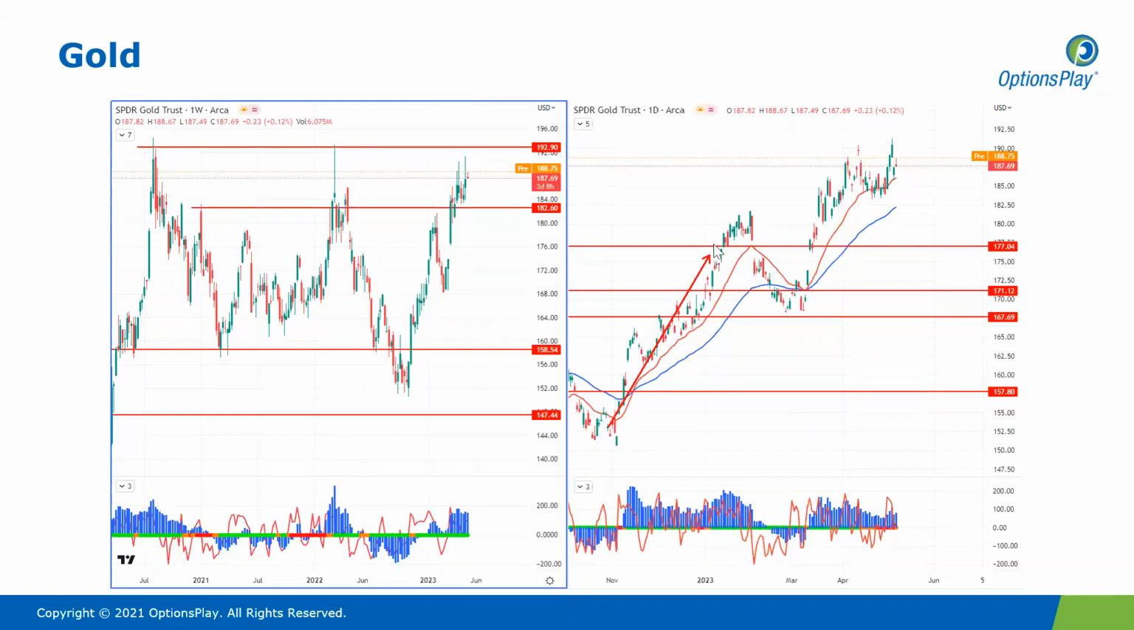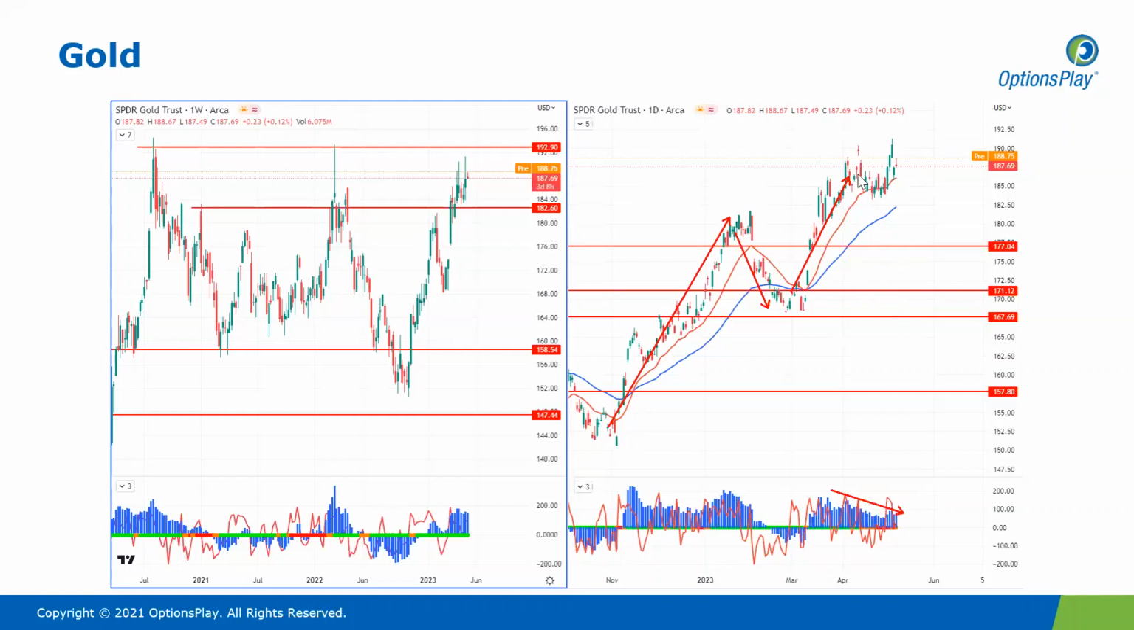Since November, there was a strong rally followed by a bit of a pullback, and then another strong rally on the back of the banking turmoil, due to the fact that gold is a safe haven as well, and US dollar weakness as well, contributing to this very strong rally here for gold. Since then, momentum has definitely declined, but still remaining quite positive.